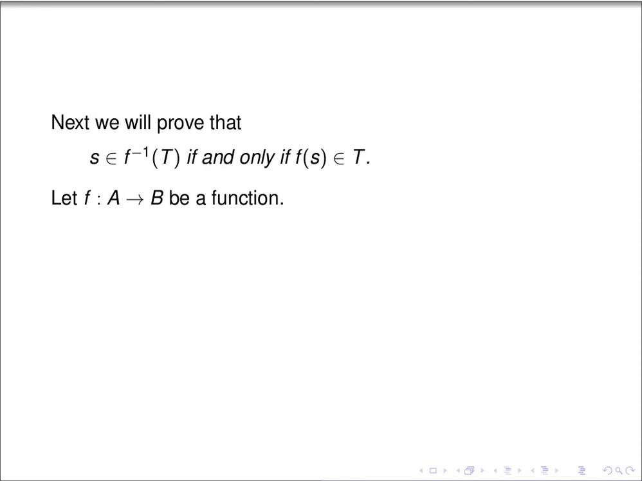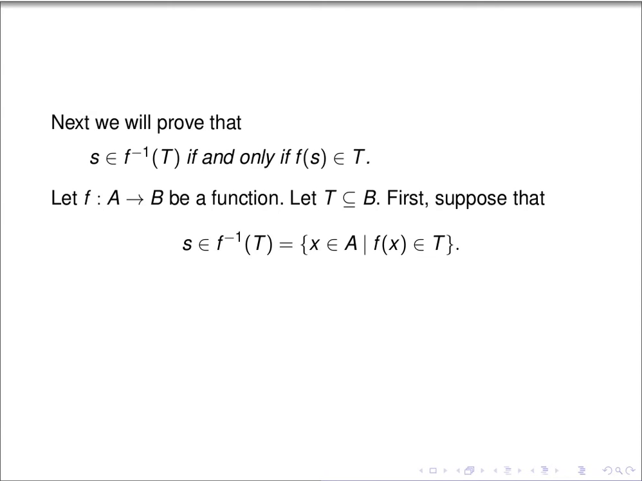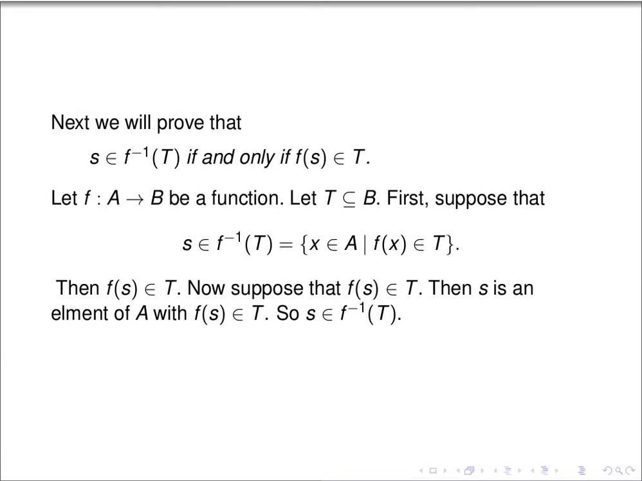So now we'll prove that s is an element of the preimage of T if and only if f(s) is an element of T. So again, let f be a function from A to B, and T be a subset of B. First, suppose that s is an element of the preimage of T. Now, of course, that's the set of all x in A so that f(x) is in T. And that exactly means then that f(s) is an element of T. If f(s) is an element of T, on the other hand, then s is an element of A with the property that f(s) is in T. And so, again, by definition of the preimage of T, s is an element of the preimage of T.